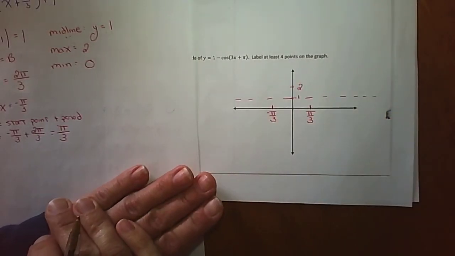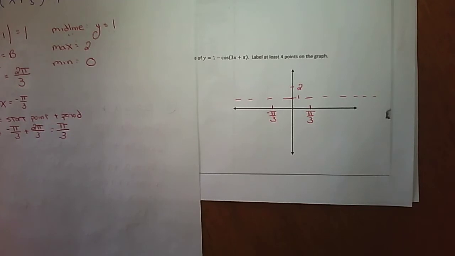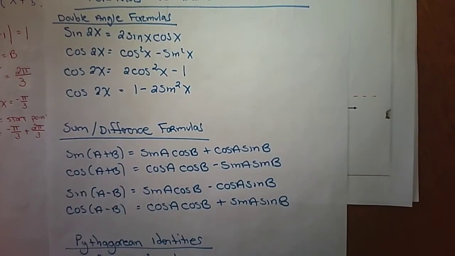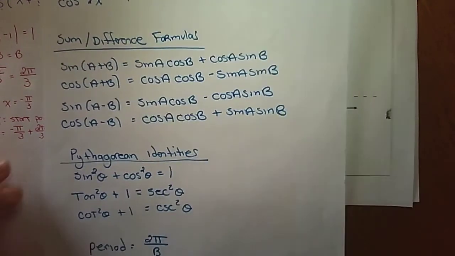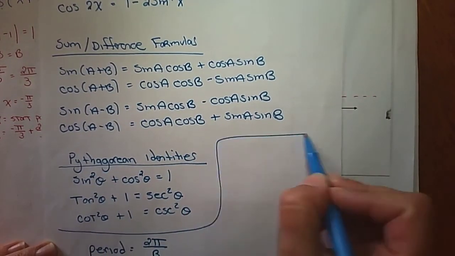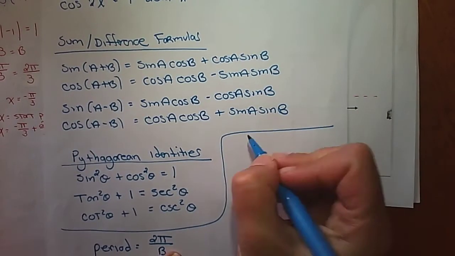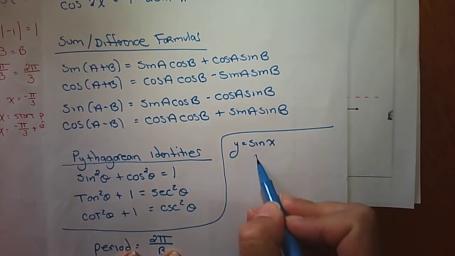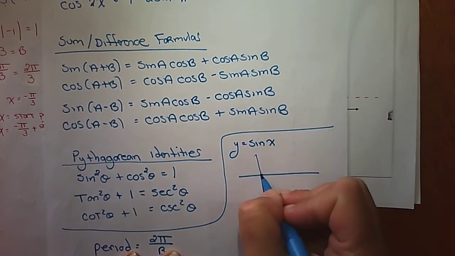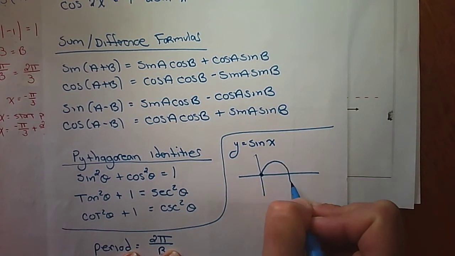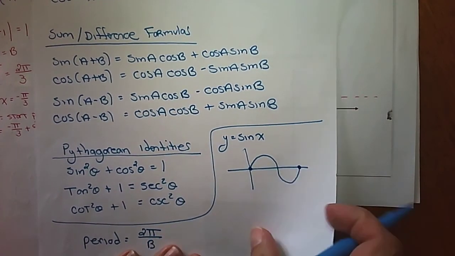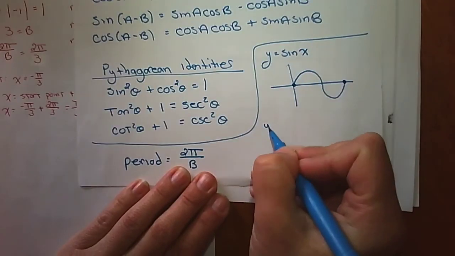All right, so now we're graphing sine and cosine. So if I go back to my formulas which we need to know, so this in the box, what do the sine and cosine graphs look like? y equals sine x starts at the origin, goes up and down. That's what a basic sine graph looks like, and cosine.